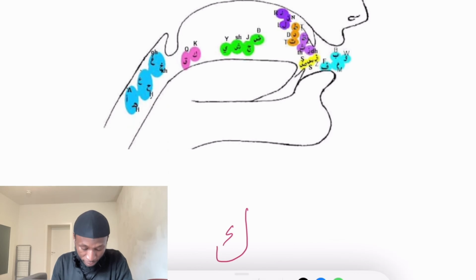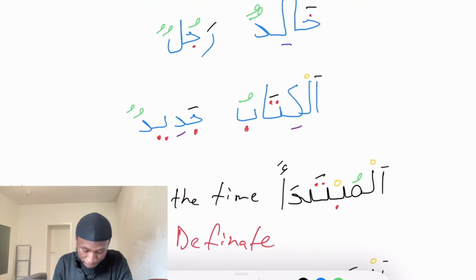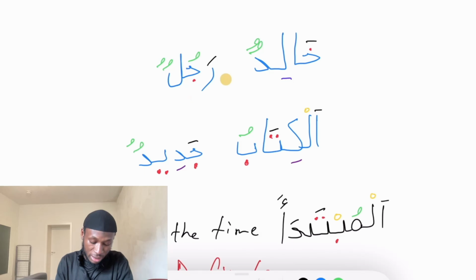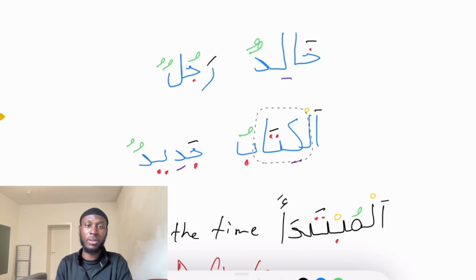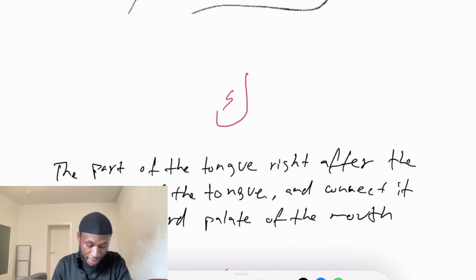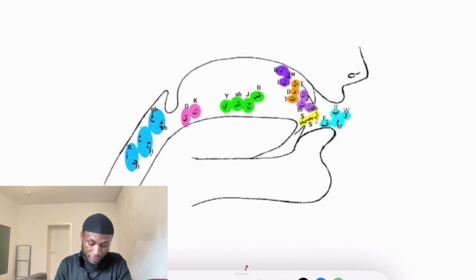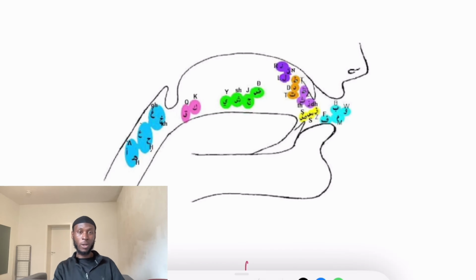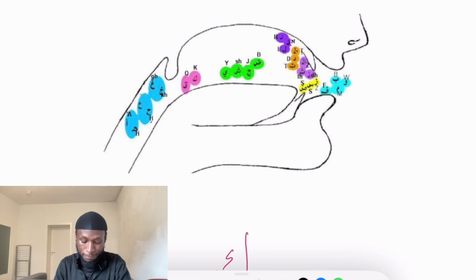Now let's go forward and look at the new letters that we just learned. We have the ra and the jim for rajulun. The lam we already covered, and then we have the kaf for kitabun. So let's look at the kaf. Every time you see this image, it's our reference. It should tell you that now we are going to look at the letters.